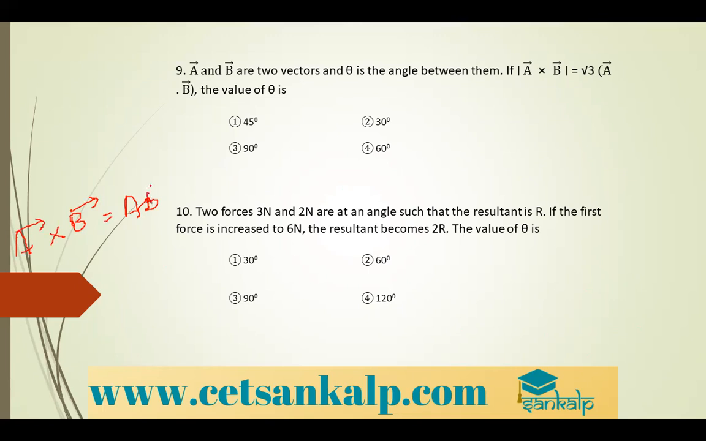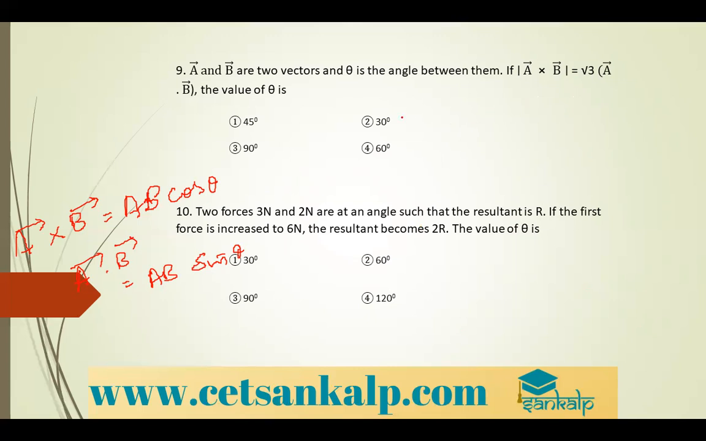AB cos theta. So vector A dot vector B is nothing but AB cos theta, but we need AB sin theta, right? So it is AB sin theta. Let me go over it one by one. So A cross B. Okay, I think I've written it the other way round. A cross B should be AB sin theta, and A dot B should be AB cos theta.